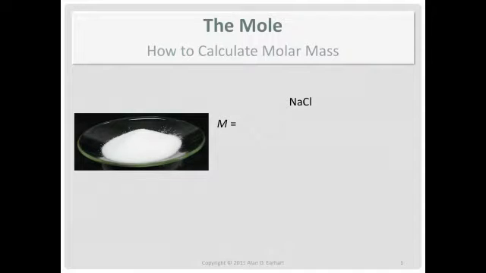Now we'll do sodium chloride. Well, 1 sodium, 1 chlorine. And when you write it, I'm choosing to write it to 2 decimal places because the chlorine goes to 2 decimal places, even though sodium goes to 3.